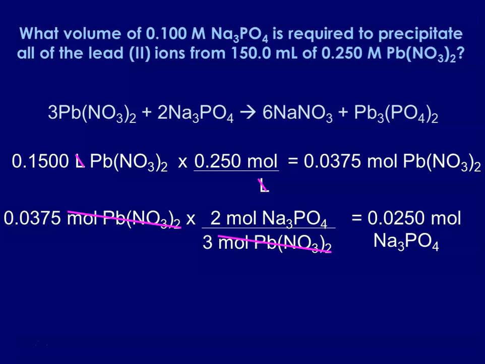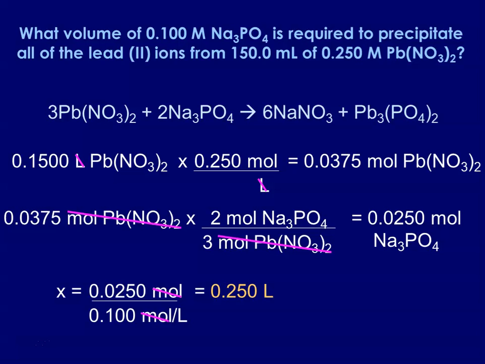Again, we're not done yet because we want to find volume. We have moles and we have molarity. So we're going to take those two pieces and divide them into each other so that we can get our volume in liters. And when you do that, you get a volume of 0.250 liters or 250 milliliters.